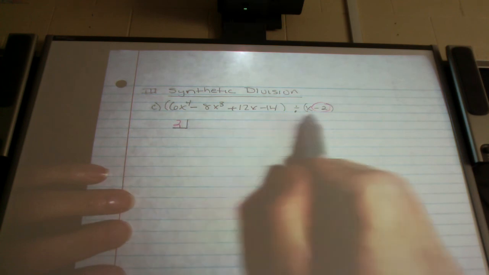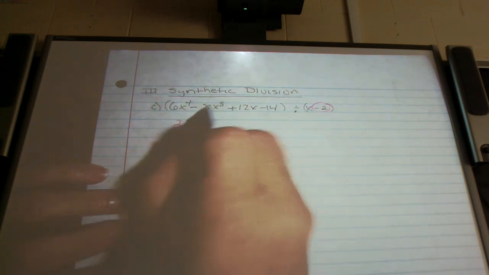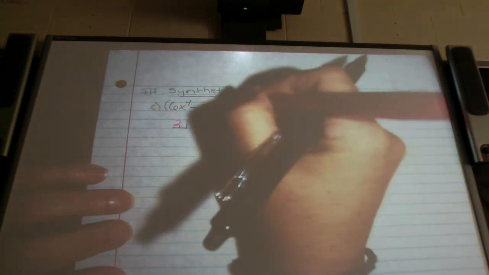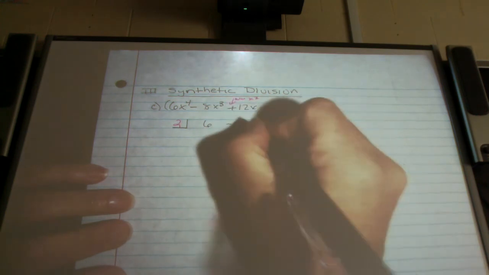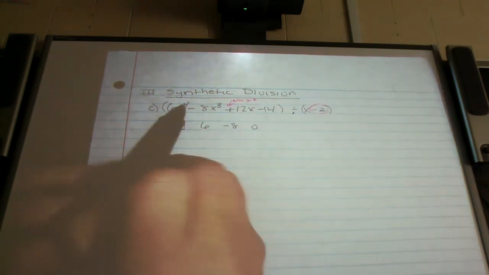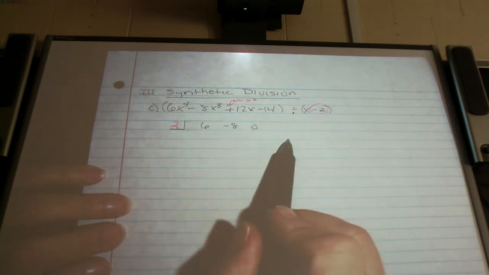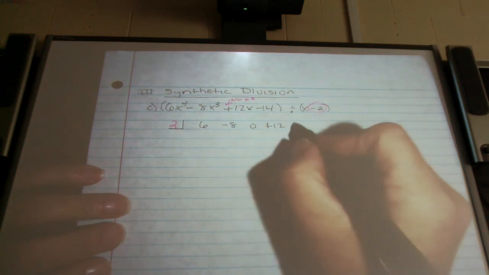Then we list our coefficients. Well, I have x to the 4, so that's a 6. X to the third, that's negative 8. I'm missing an x squared. There's no x squared, so we have to represent it down here with a 0. Every power from 4 down has to be represented down here. And then there's the x, which is plus 12, and there's the negative 14.